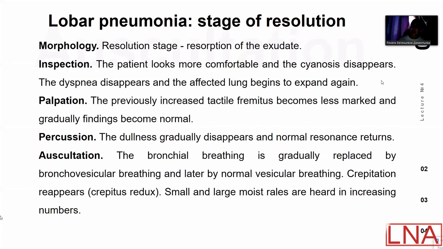And during auscultation of a patient in the stage of resolution of lobar pneumonia, the bronchial breathing is gradually replaced by bronchovesicular breathing and later by normal vesicular breathing. The crepitation disappears, and it is also reduced in the stage of reconvalescence. Small and large rales can be heard and increase in number in this stage, accompanied by clinical signs of sputum development, and the cough changes from dry and unproductive to productive wet cough with different amounts of sputum.